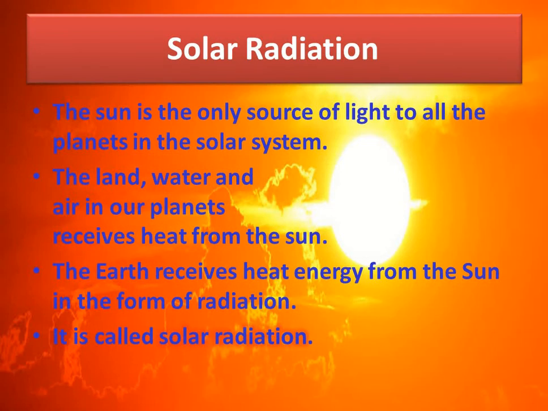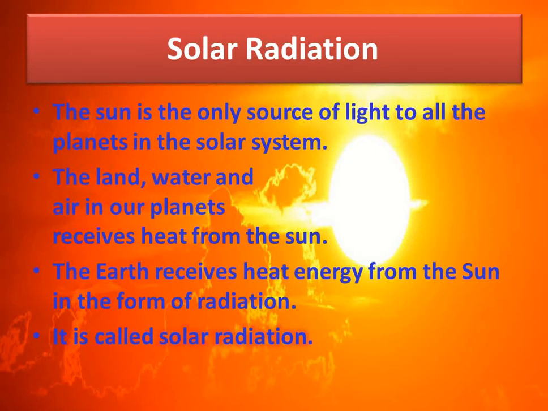Earth receives heat energy from the sun in the form of radiation. How will Earth receive the rays? As radiation. Radiation is the process of giving off energy in the form of waves or particles. That is energy that comes from a source and travels through space at the speed of light. So Earth gets sun's energy as heat and light in the form of radiation. Hence it is called solar radiation.